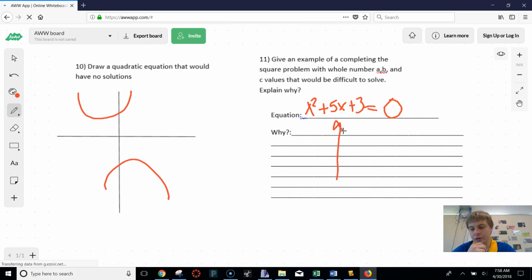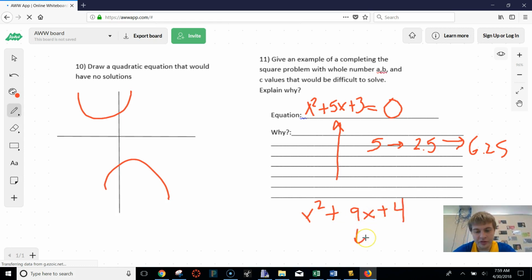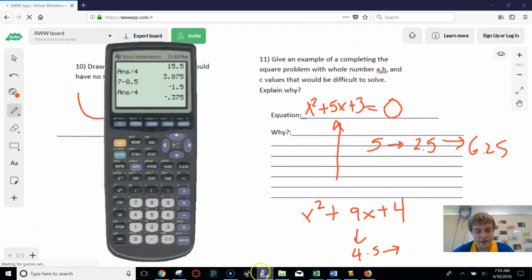So the problem is that b term, because you would have to cut 5 in half, which would give you 2.5, and then you'd have to square that, which would give you 6.25, and adding that to both sides is tough because it's a decimal with a decimal. Another one that you could use would be like x squared plus 9x plus 4, because if you cut 9 in half, that's 4.5, and then I don't know what 4.5 squared is. I would have to use my calculator and just see what that would give me, and that's 20.25.